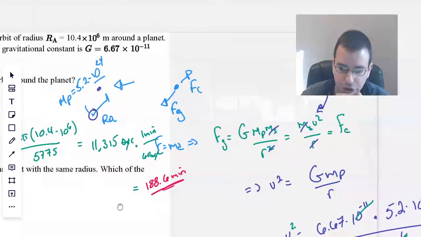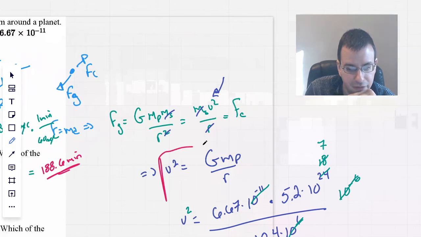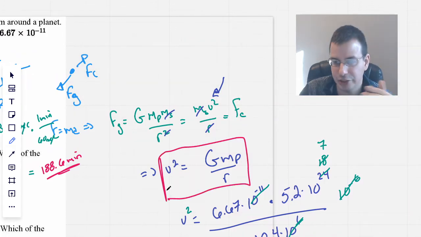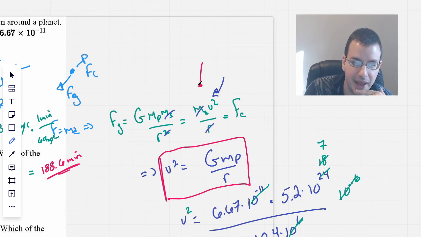Okay, so first thing we're going to do is look at our formula over here. So this is our formula. V squared, which is similar to V in this case, is going to be gravity constant times mass of the planet divided by radius. And you can see here that up here the mass of the satellite canceled.